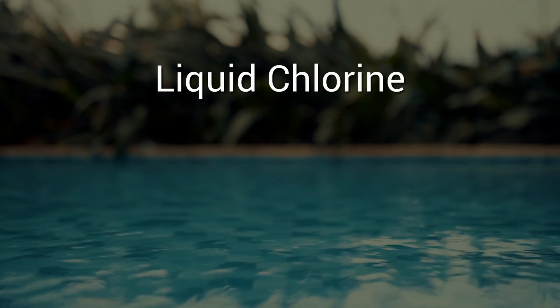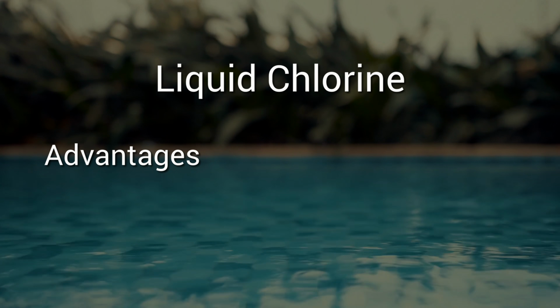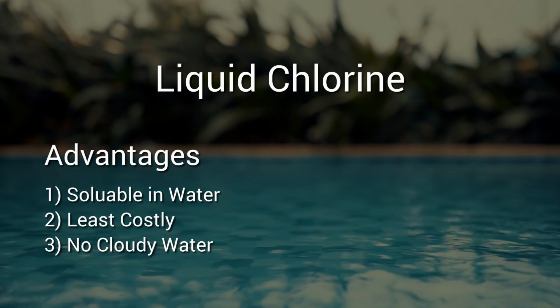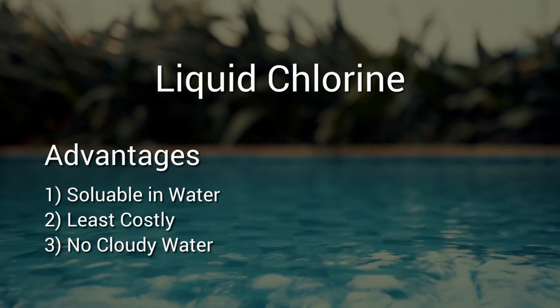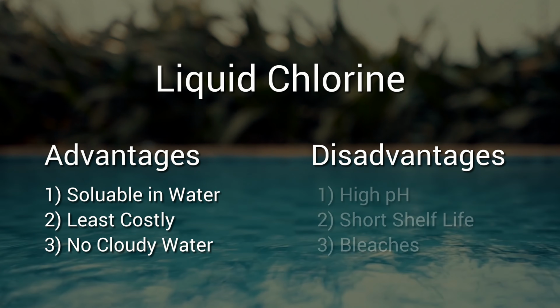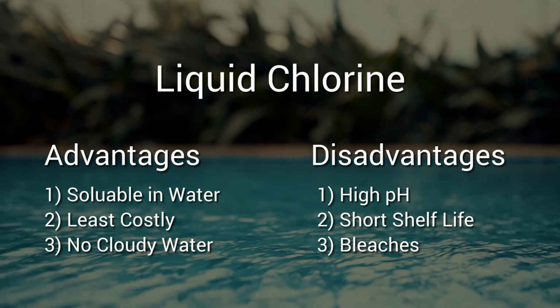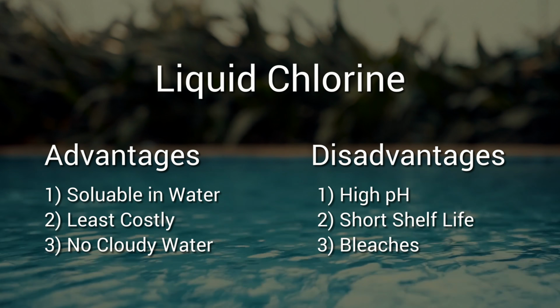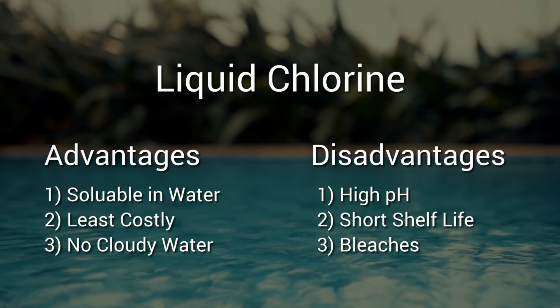Liquid chlorine, also known as sodium hypochlorite. Some of the advantages are that it is completely soluble in water, it is the least costly out there, and there is no cloudy water. The disadvantages are you end up with high pH levels, a short shelf life, and you have to be careful handling it because it'll instantly bleach clothes, carpets, decks, and other items.